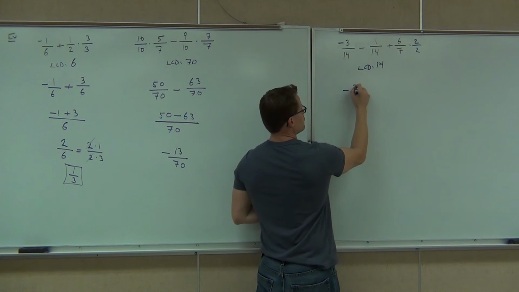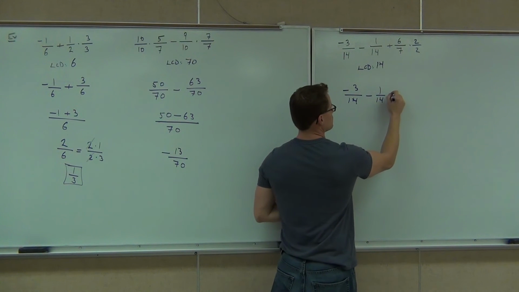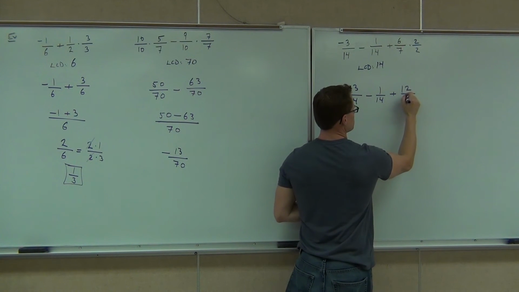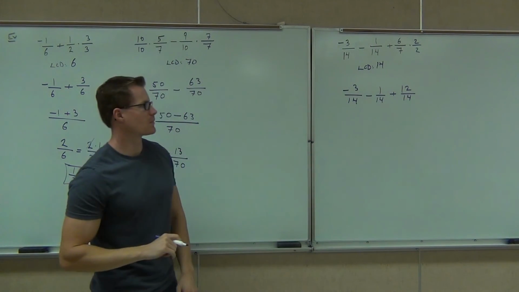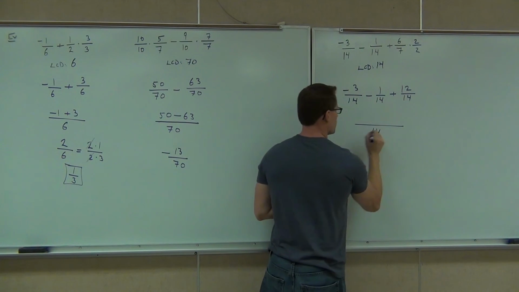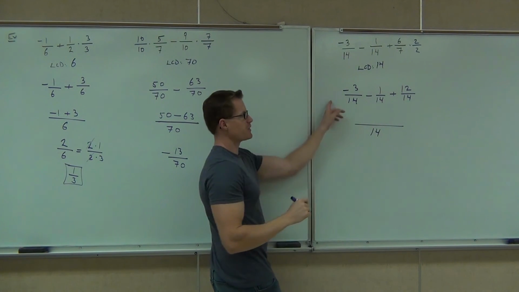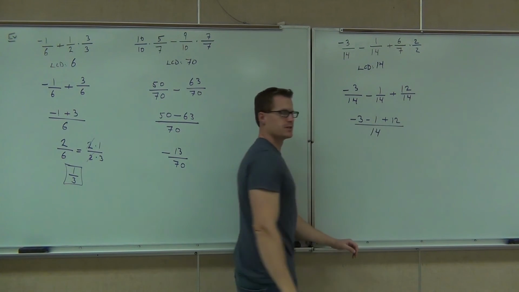So we're going to have negative 3 over 14 minus 1 over 14 plus 12 over 14. We're certainly going to make that one fraction. On the numerator, we're going to have, this is why I moved the negative up, negative 3 minus 1 plus 12. Did you make it that far?